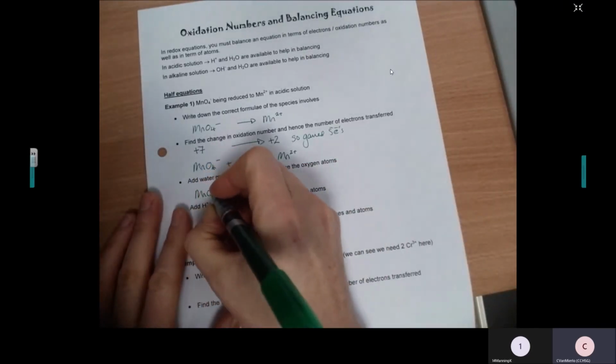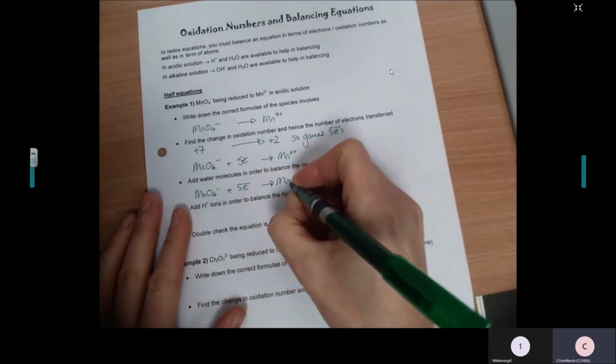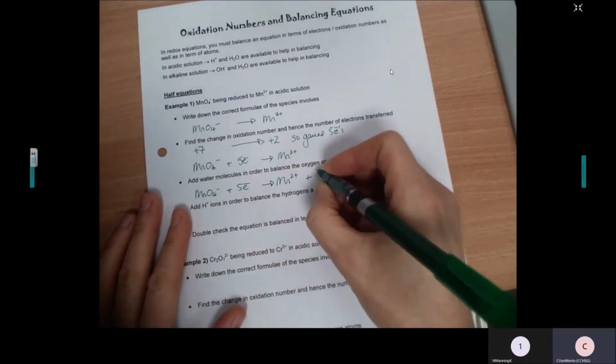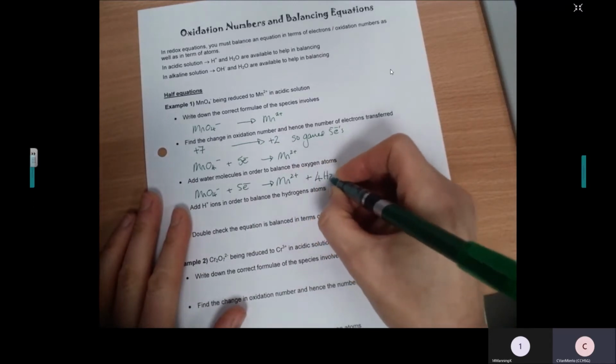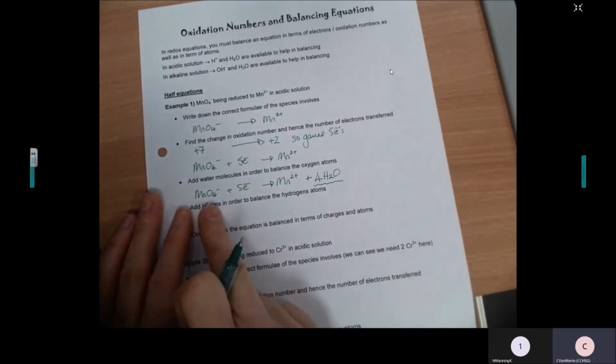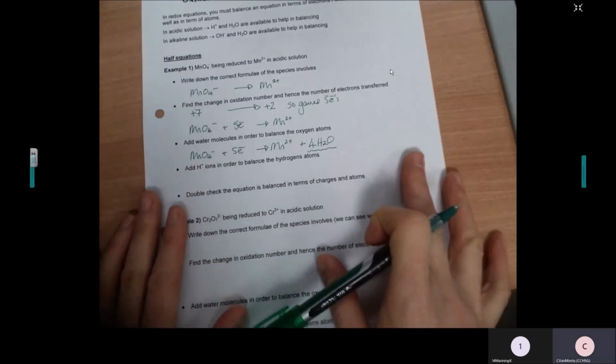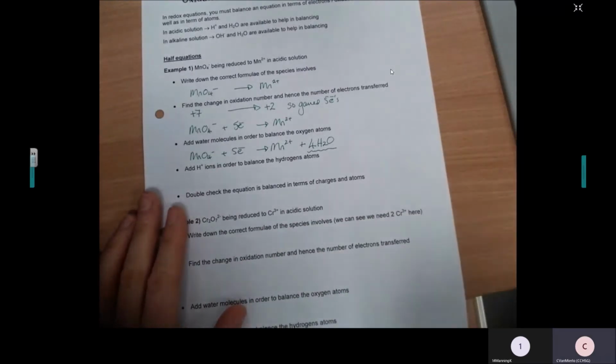So we can have MnO4- plus 5 electrons that we had before going to Mn2+, but we're now going to add on 4 H2O. So our 4 H2O that we've put in balances out the 4 oxygens we've got on the left. But now we've thrown in a load of hydrogens that we don't have on the left. So we need to account for those.